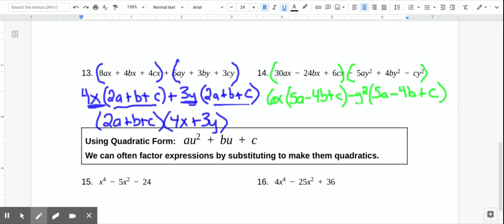Remember, factoring by grouping only works if these two things are the same, which they are. So one of our factors is 5a minus 4b plus c, and the other factor is what's left over, 6x minus y squared. So that is factoring by grouping.